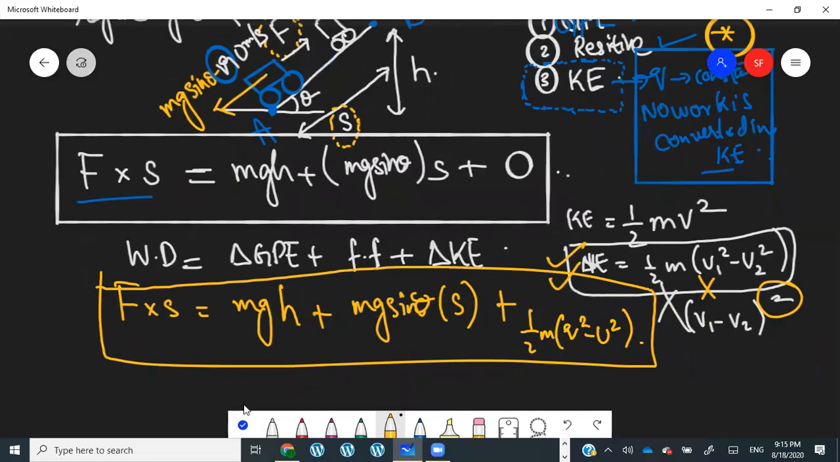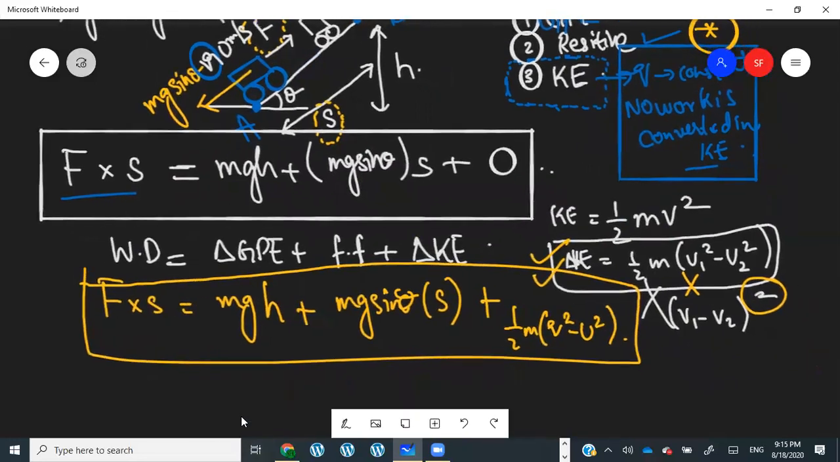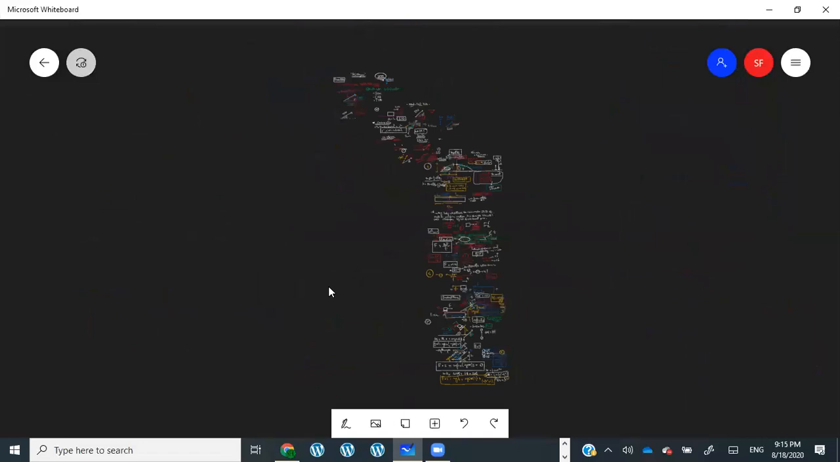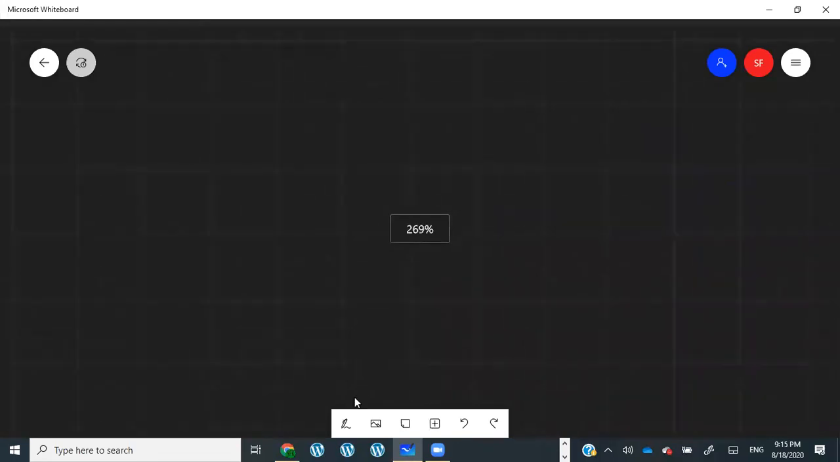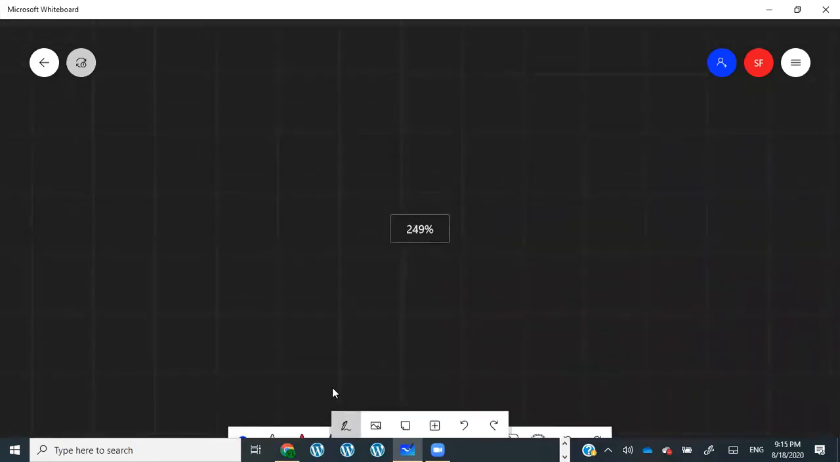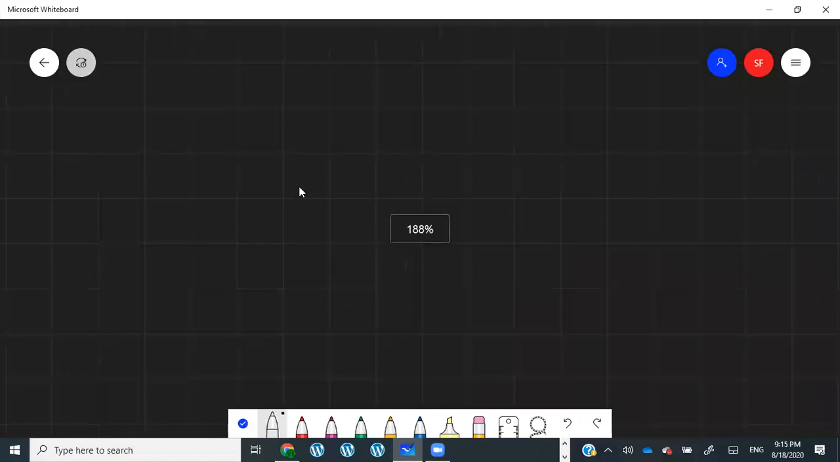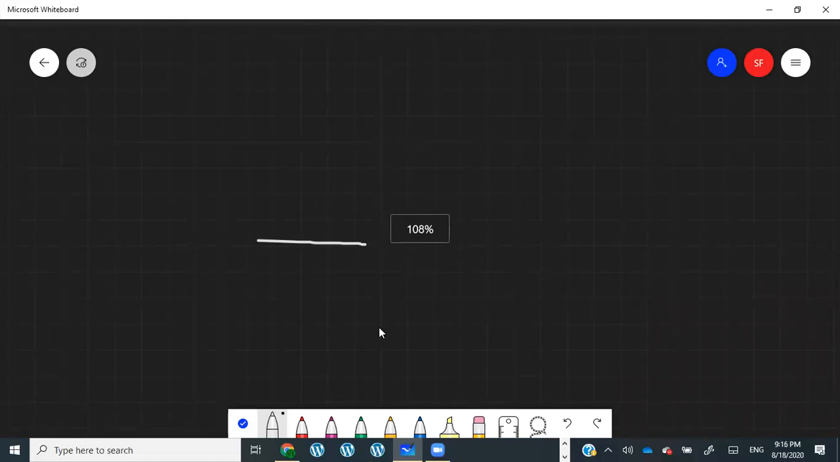And if frictional forces are also there, what to do in that case? Well, nothing. You just need to add a component for frictional forces as well. So now, let's assume frictional forces are also there. Okay, so now let's try it over here.